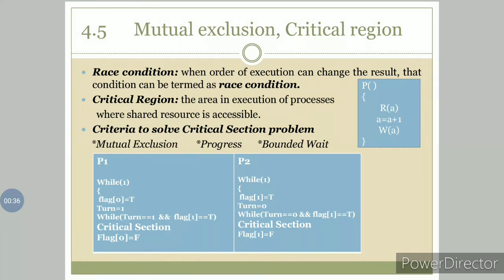Next is progress. Only those processes that actually want to enter the critical section should compete or be in the race to enter it. Next is bounded wait. Bounded wait means that after a specific time a process has to get a chance to go to the critical section. That has to be maintained. So these are the critical section problem criteria.